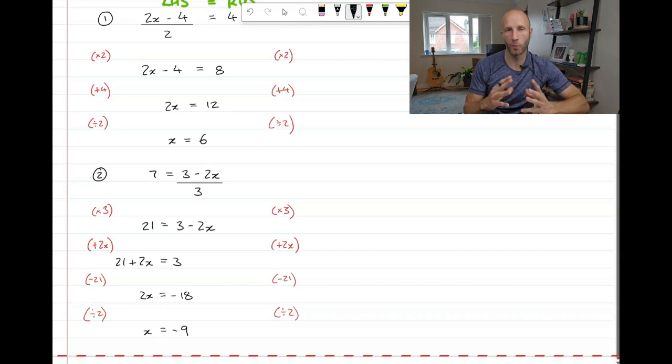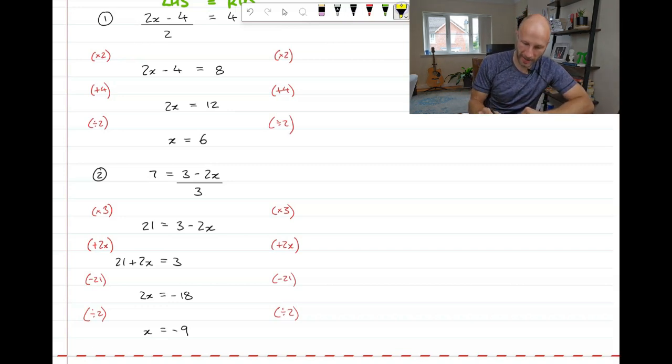And that's how you do it when you've got one big fraction. Notice in these questions, the whole of that is over the 3. So when I times by 3 in that first step, it just lifts the bottom. It kind of clears the fraction, we say, and I just get the numerator that's on the top.